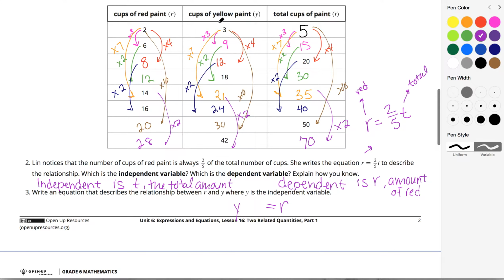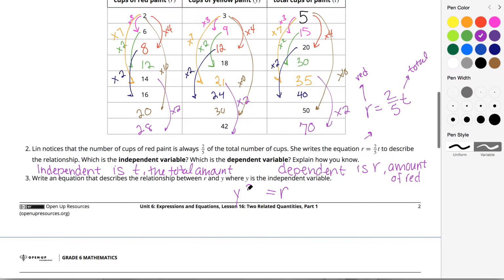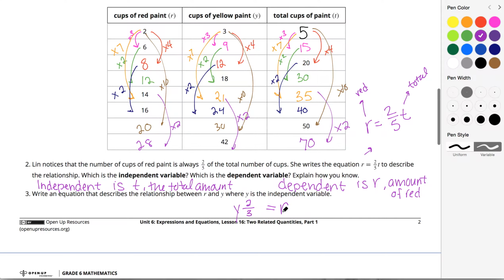My yellow paint's always 3. My red paint's always 2. So my yellow to red is going to give me a 2 to 3. Whatever I get for yellow, I multiply it by 2/3 and I'm going to get red. So let's take a look at this. 3 times 2/3, well, that's 6 over 3, which is 2. 12 times 2/3, well, 12 times 2 is 24, divided by 3 is 8. How about 30? 30 times 2 is 60, divided by 3 is 20. So that's our equation.